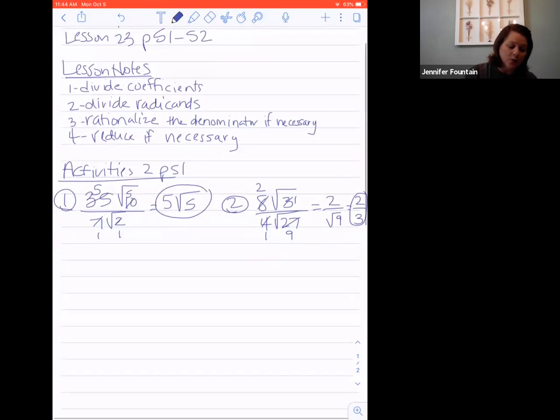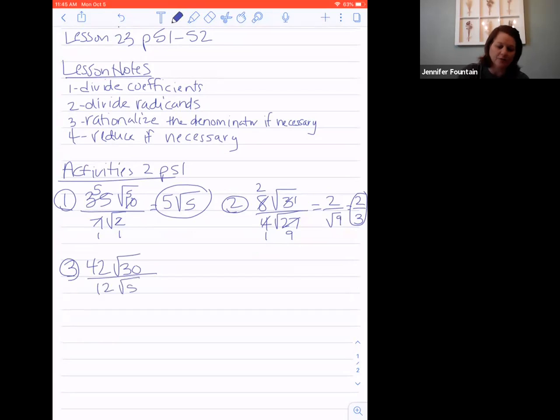All right, so now on my example page, I'm going to skip a line and write number 3, because I want to skip lines when I move down a page. So I have 42 times the square root of 30 over 12 times the square root of 5. Step 1, what are 42 and 12 both divisible by? I have to think about that for a minute.